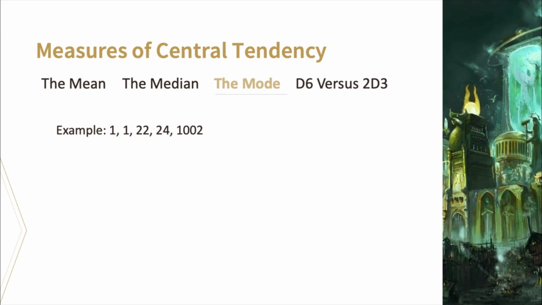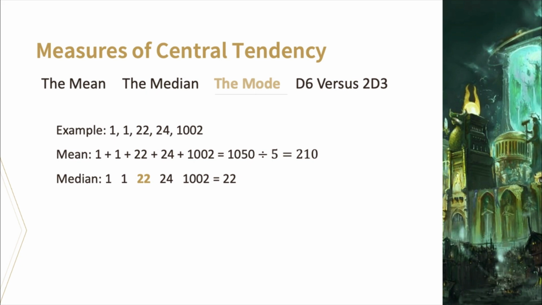In fact, it's entirely possible that none of the three are all that near each other. Take the following collection of numbers: 1, 1, 22, 24, and 1002. In this scenario, what is the mean? Well, we sum them all up for a total of 1050 and divide by the number of items we summed, so 5, giving us 210.